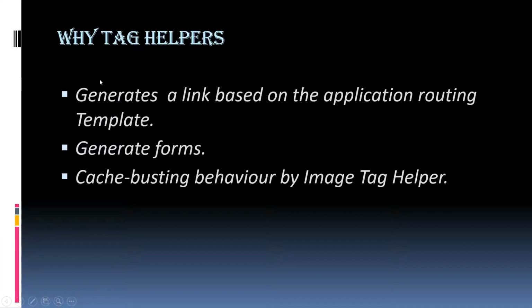In ASP.NET Core MVC, the tag helpers generate a link based on the application routing templates. That means in future, if we change the routing templates, then the link generated by the tag helpers will automatically reflect those changes made to the routing templates. So the generated link just works as expected without any trouble.